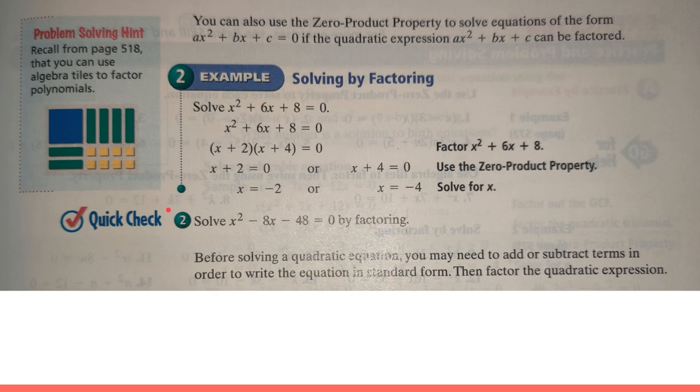Quick check 2, they're only giving you 1 this time. They want you to solve this by factoring. So you're going to factor this out, reversing out, and set each of the two factors equal to 0. This sentence is actually a prelude to example 3: before solving our equation, you need to add or subtract terms to get standard form, then factor the quadratic expression. Notice in this case, they've already given it to you in standard form because we have this little, super helpful equals 0 right here. We're ready to roll.